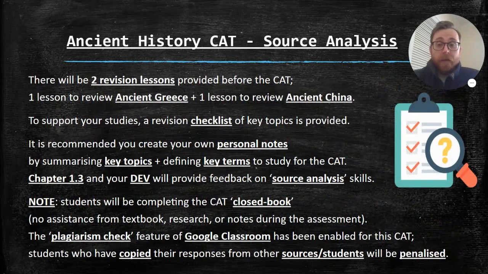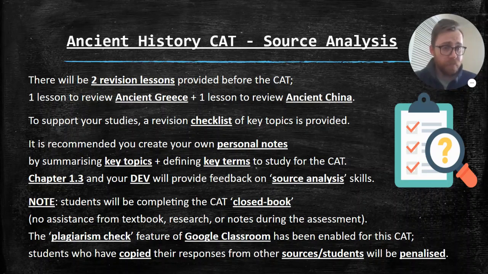Now, just like there is 2 lessons to complete the CAT, you're going to be given 2 revision lessons to study before the CAT. So we finish our ancient history unit in week 8, and then we'll be starting our CAT in week 9. So you'll have 2 lessons before those 2 assessment dates that were on the previous slide. It's not entirely mandatory, but my advice to you, my recommendation, is that you spend one of those lessons looking at ancient Greece and one lesson looking at ancient China. So the CAT isn't going to have anything on ancient Australia.